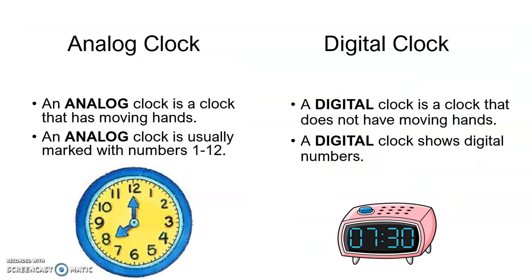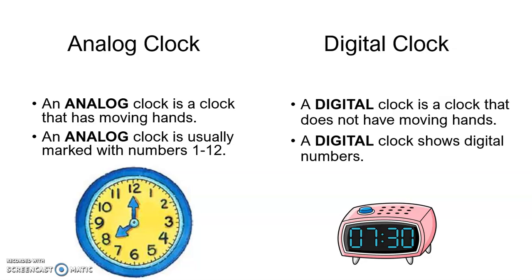Let's review. We learned that there are two types of clocks, an analog clock and a digital clock. An analog clock is a clock that has moving hands. An analog clock also will usually have numbers 1 through 12 marked on it. A digital clock is a clock that does not have moving hands. A digital clock will show digital numbers.